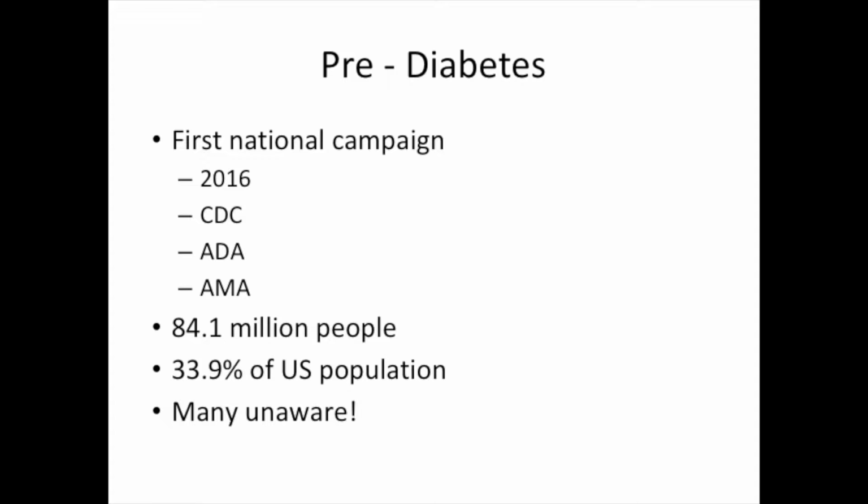However, awareness of prediabetes as a distinct focus is more recent. The first national campaign was launched only in 2016, jointly by the Centers for Disease Control, the American Diabetes Association, and the American Medical Association. Prediabetes affects an estimated 84.1 million people, or 33.9% of the U.S. population, and many of these people are unaware that they have this condition.